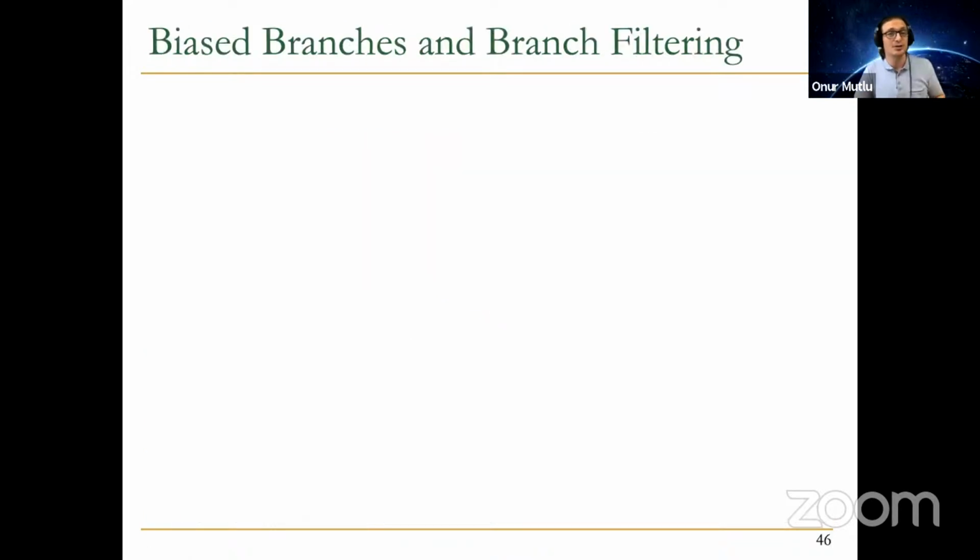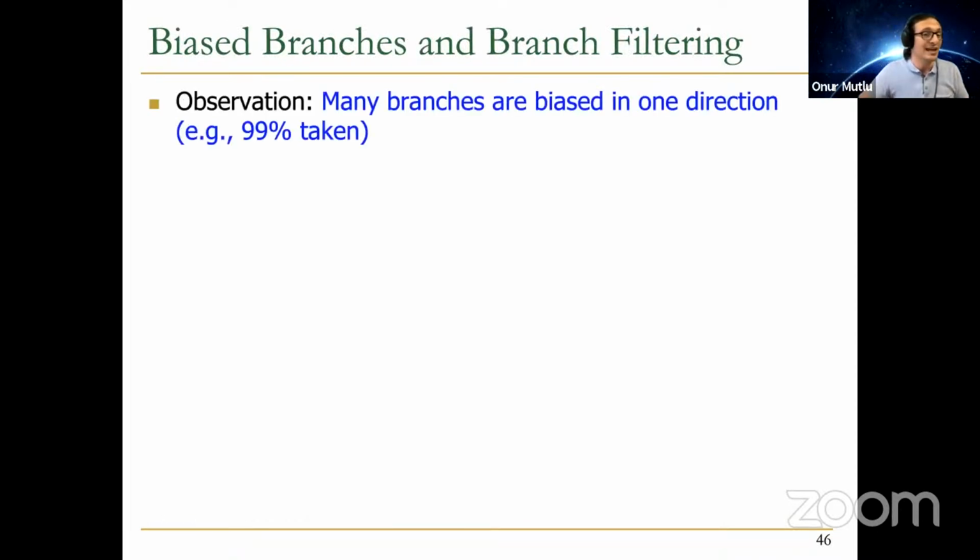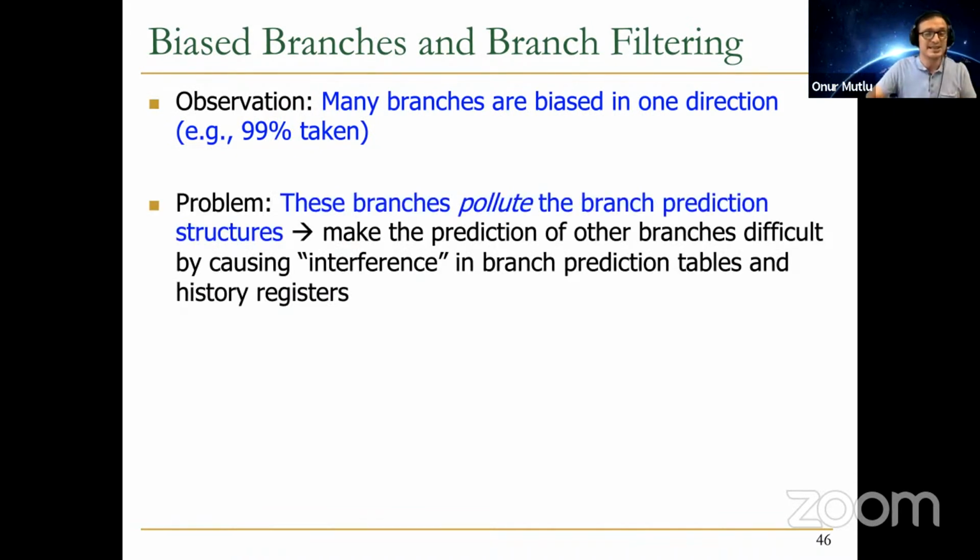But one thing I should also talk about is biased branches and branch filtering. It turns out many branches are biased in one direction, for example, 99% taken. The problem we see with these sorts of branches is that they pollute the branch prediction structures.